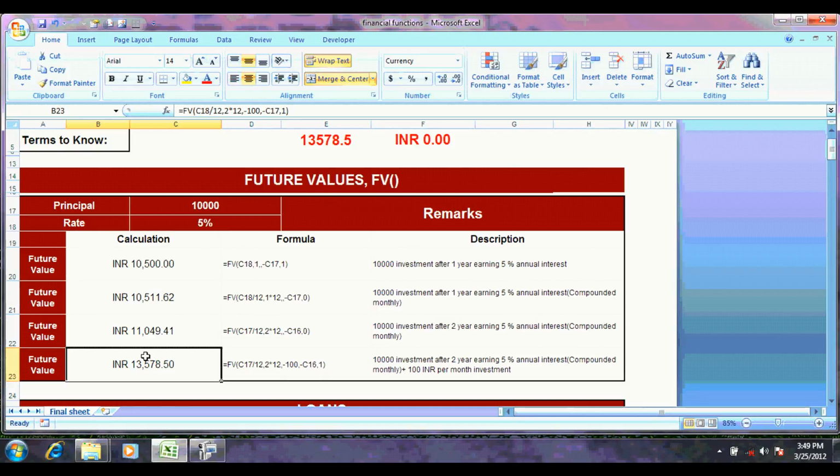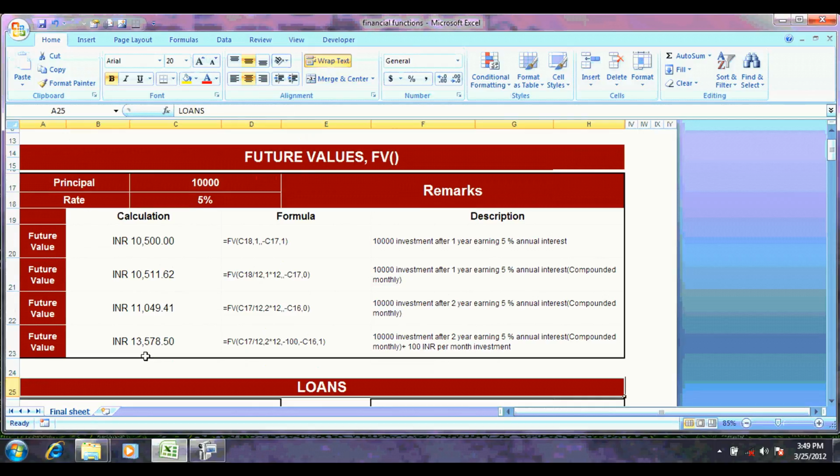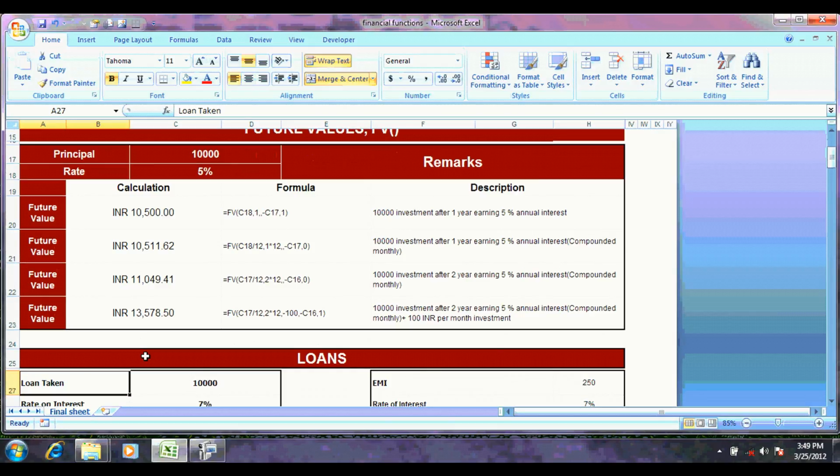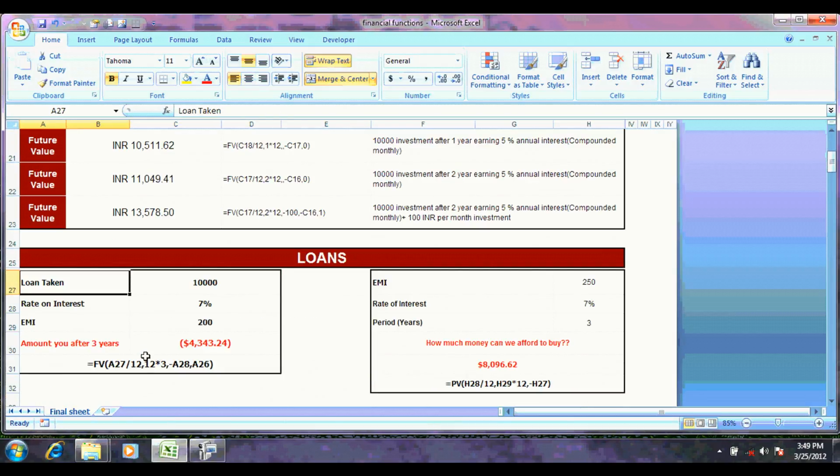But if you want to do a simple financial calculation or find the value of an investment after a few years, you can use this formula, that is FV is equal to future value. Now we'll learn about loans. Assume you have taken a loan of around 10,000 rupees. The rate of interest is 7% and the EMI which you are paying per month is 200 rupees. Now we want to know what is the amount we pay after 3 years. It's another way of using the future value.